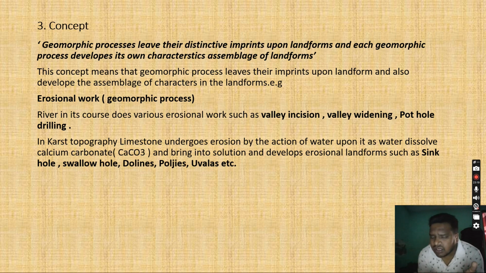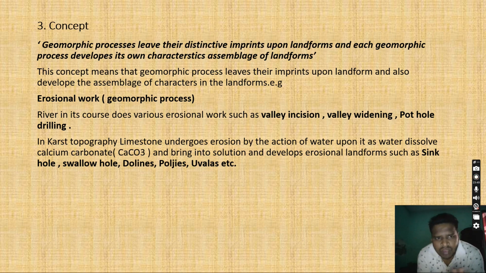It means whatever kind of geomorphic process it is, fluvial, aeolian, glacial, coastal, if it is working on any landform, it will develop its own characteristic assemblage and its imprints upon that particular landform. So that is what this concept means.